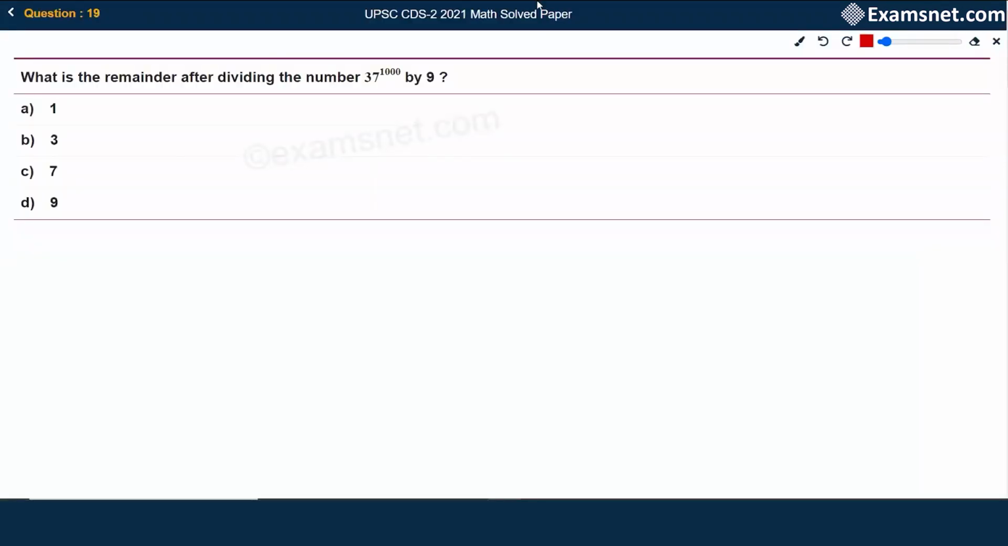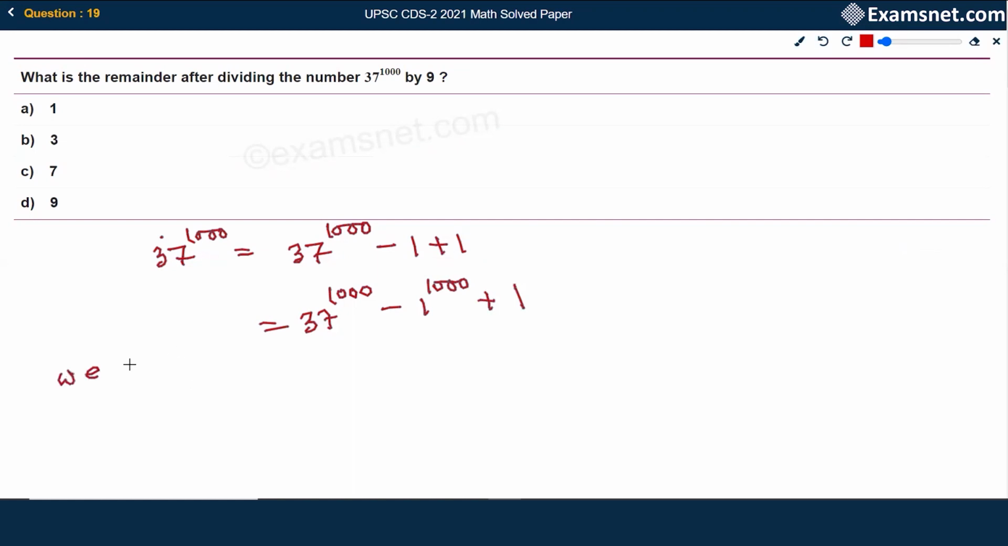In 19, it is given: what is the remainder after dividing the number 37 to the power 1000 by 9? So this given expression 37 to the power 1000 can be written as 37 to the power 1000 minus 1 plus 1. Further, 1 to the power anything will give us back 1, right? So 1 to the power 1000 plus 1.